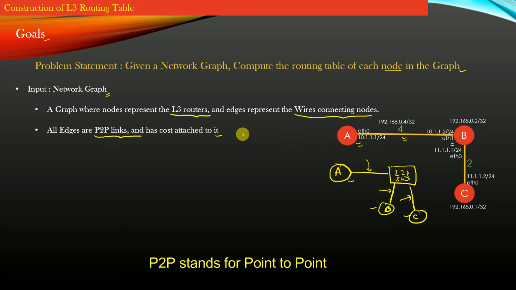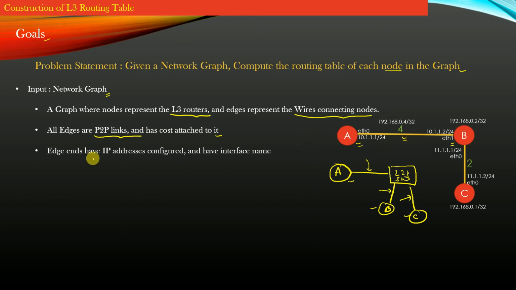So we have made an assumption that we are going to understand the algorithm by assuming that all the links in the topology are P2P links. Edge ends have IP addresses configured and have an interface name. So you can see this is an edge, or you can say it's a wire, and every end of the wire which is connected to a device has an interface name. In this case it is Ethernet 0 and it is configured with an IP address.